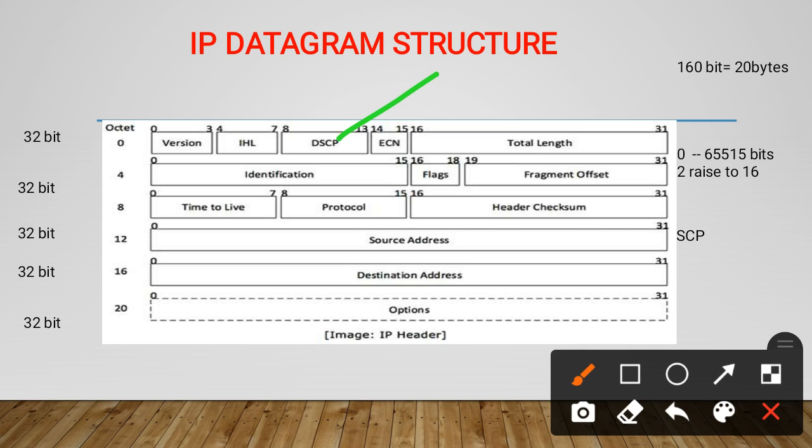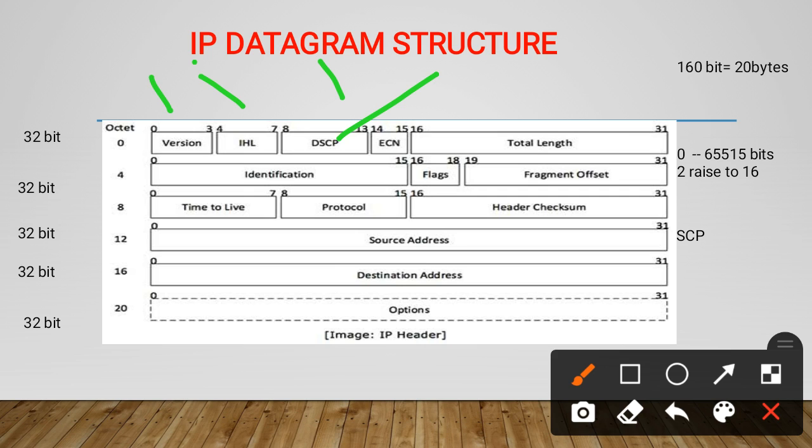What is the total length of the data? It can be explained with the help of 16 bits. So this is 16 bits. It is 8 bit, then 4 bit, 4 bit. 8 and 8 is 16, plus 16 is 32 bits. The first row is completed. After that come the identification, flags and fragmentation offset.